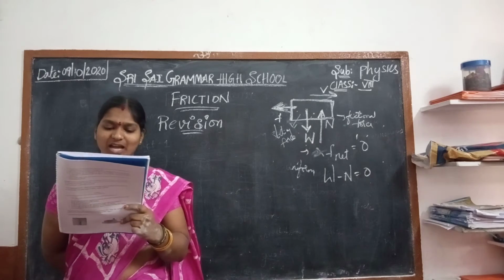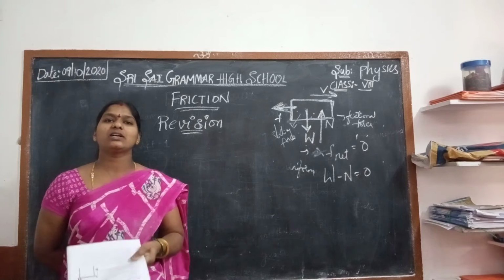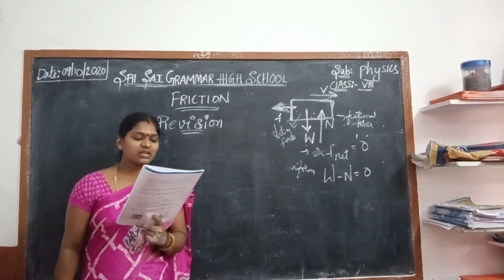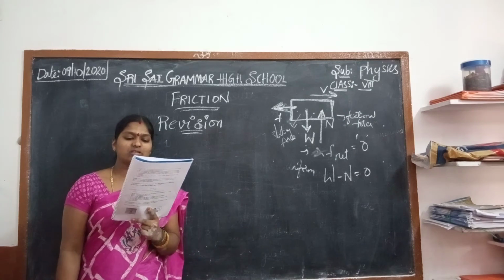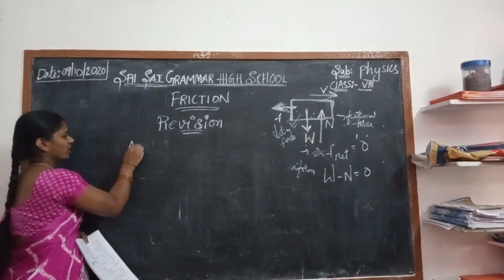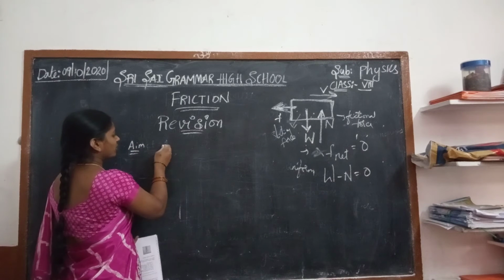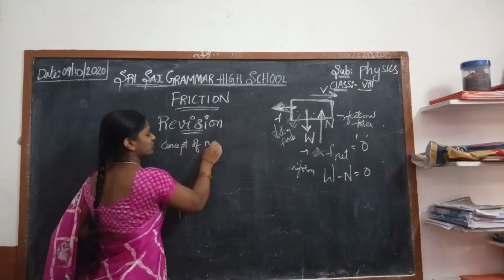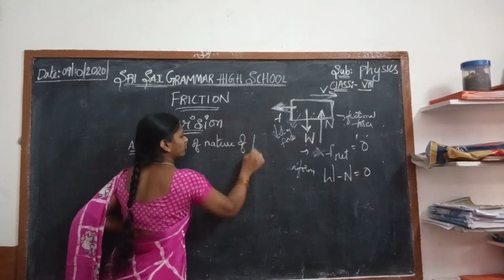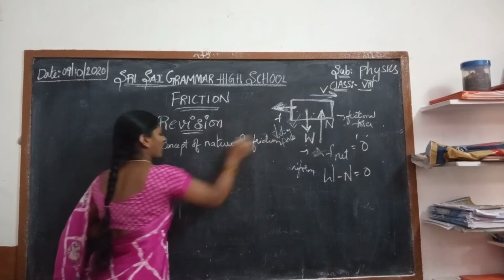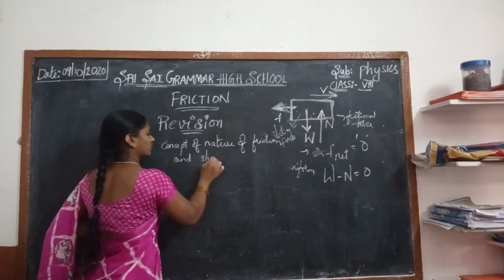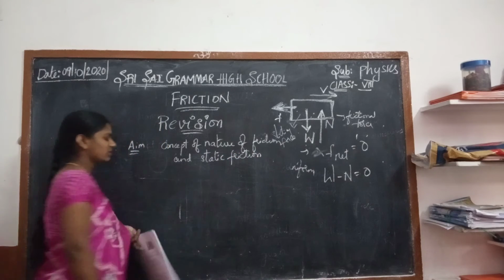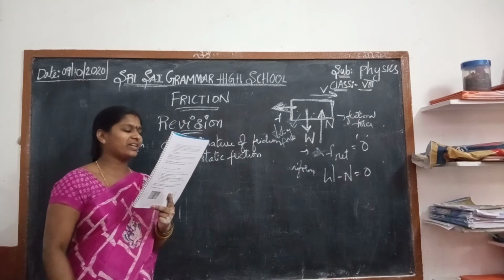Yes, by lab activity we can understand the nature of friction. How do we see it? Now everyone open the lab activity textbook. See, the aim here is to understand the nature of friction and the concept of static friction. What is the aim? Yes, we are knowing the concept of the nature of friction and static friction.